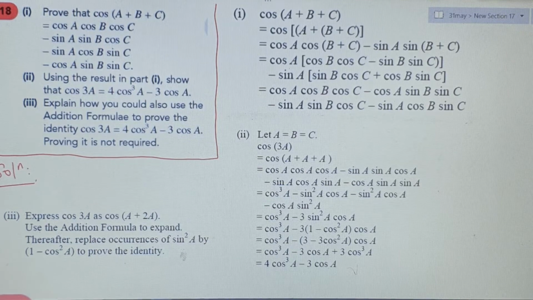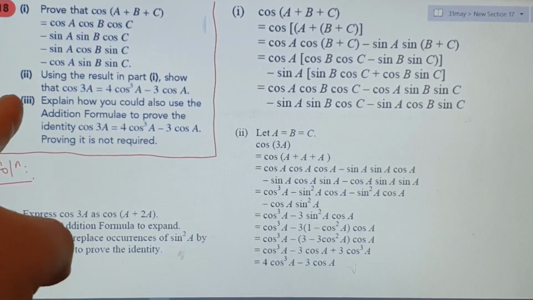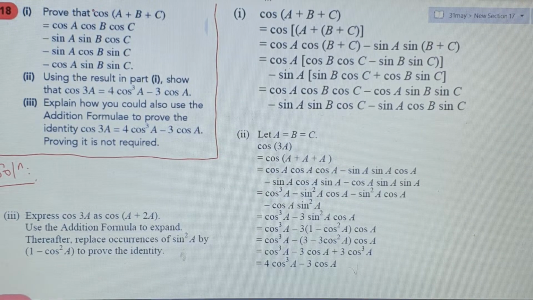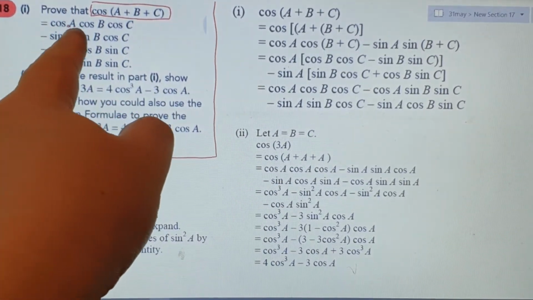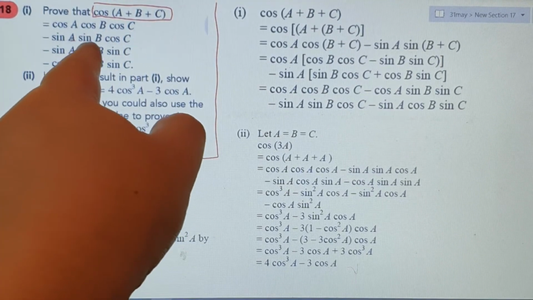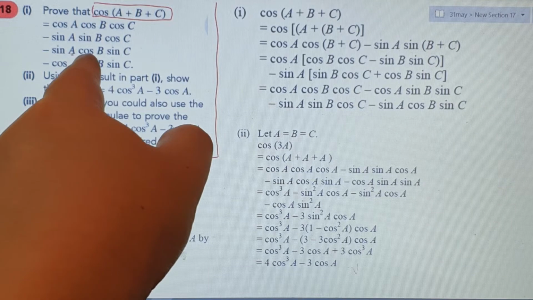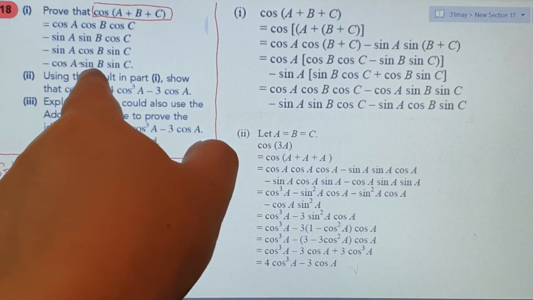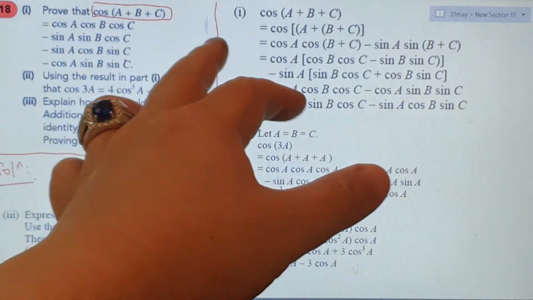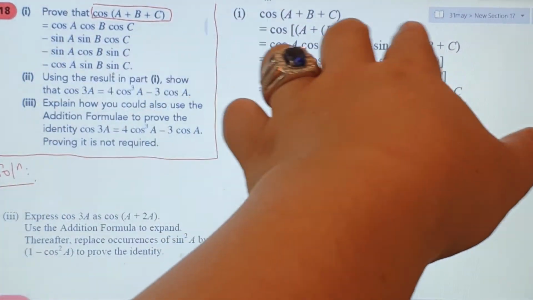Alright? Now some of you, when you see this question, you may be very confused. What are they trying to tell you to do? Now they are trying to ask you to prove that this cosine a plus b plus c is equals to cos a cos b cos c minus sin a sin b cos c minus sin a cos b sin c minus cos a sin b sin c. So it's this whole long answer. So if you write it out, it's a very long thing.